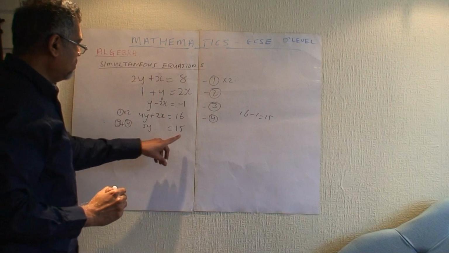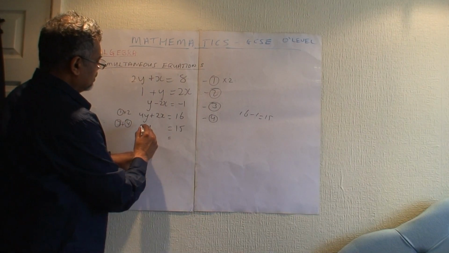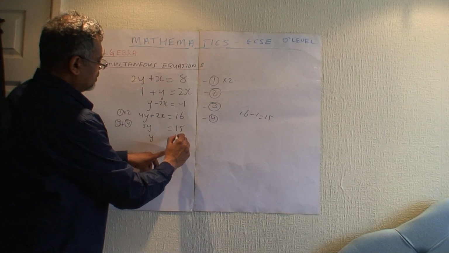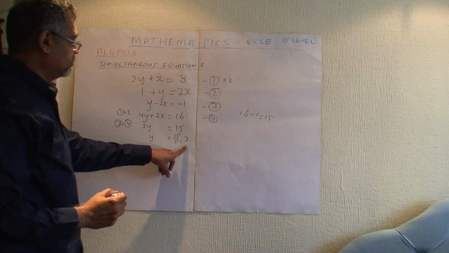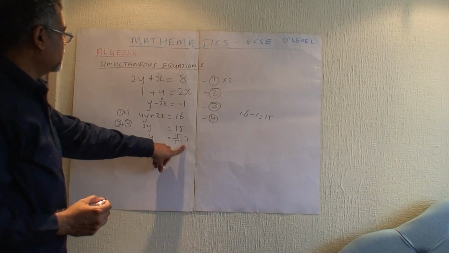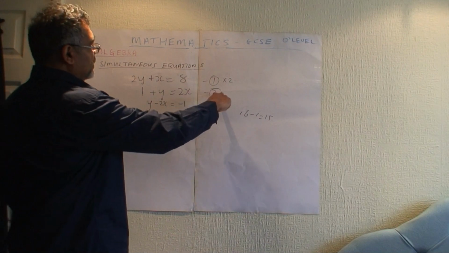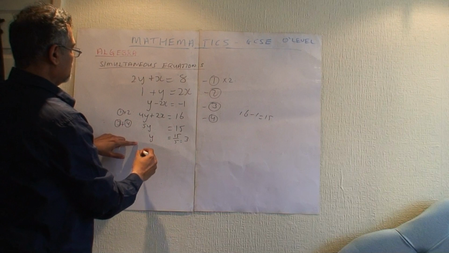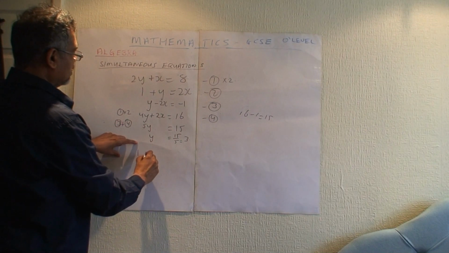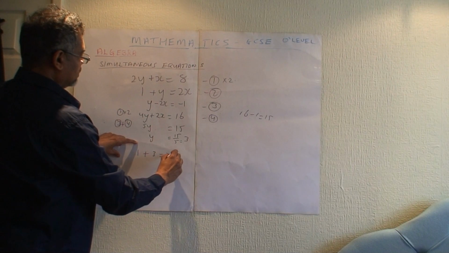So divide both sides by 5. The 5 cancels. 15 divided by 5 is 3. So we know y is 3. So we substitute the y into equation 2. So we're saying 1 plus y, and we know y is 3, is equal to 2x.